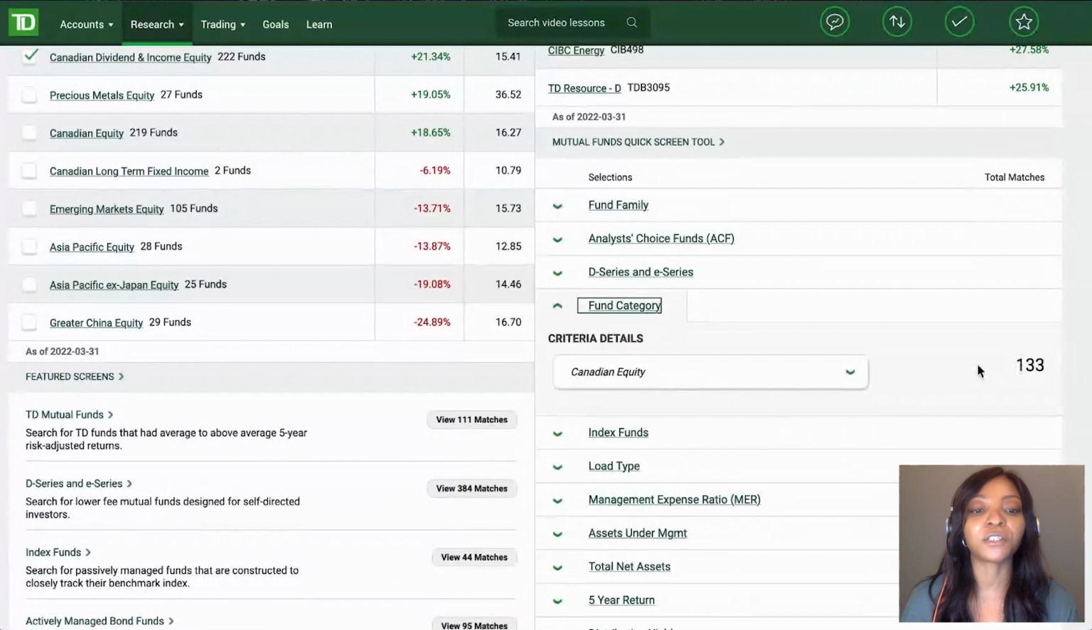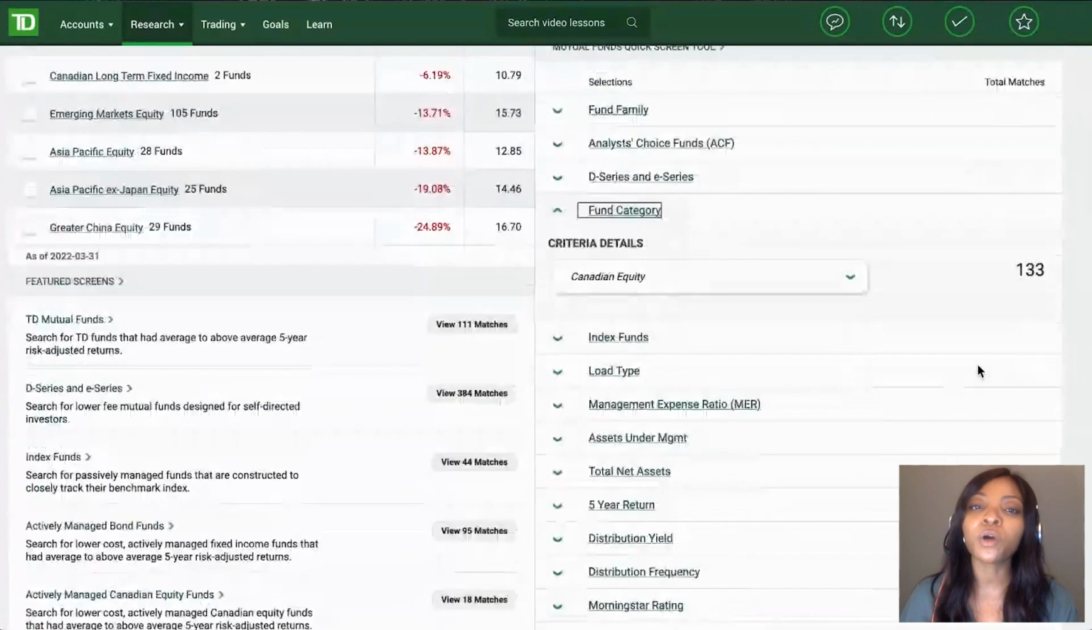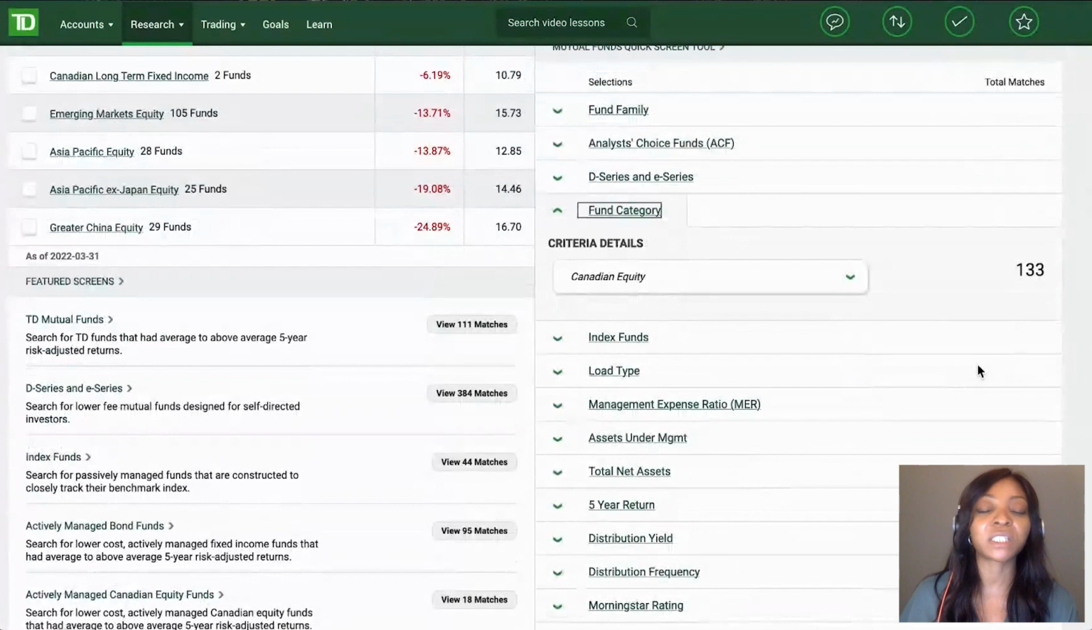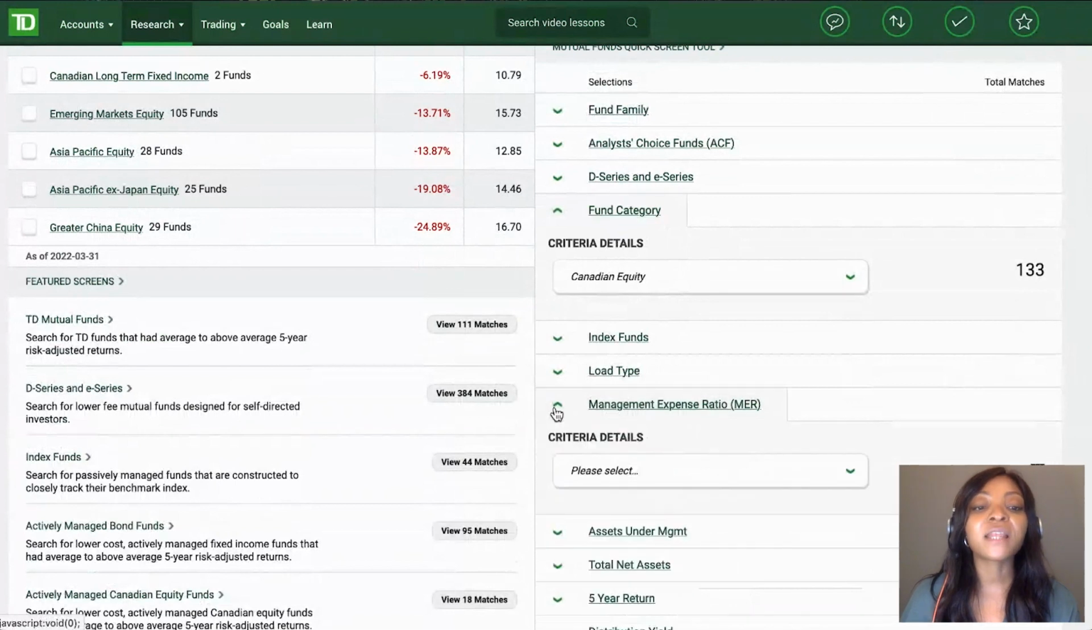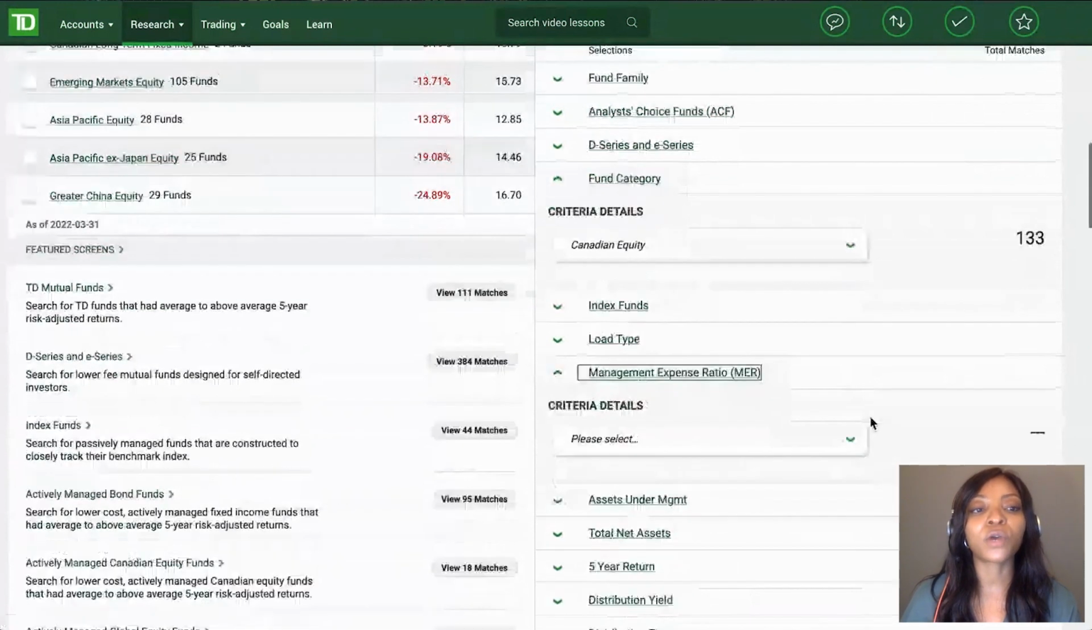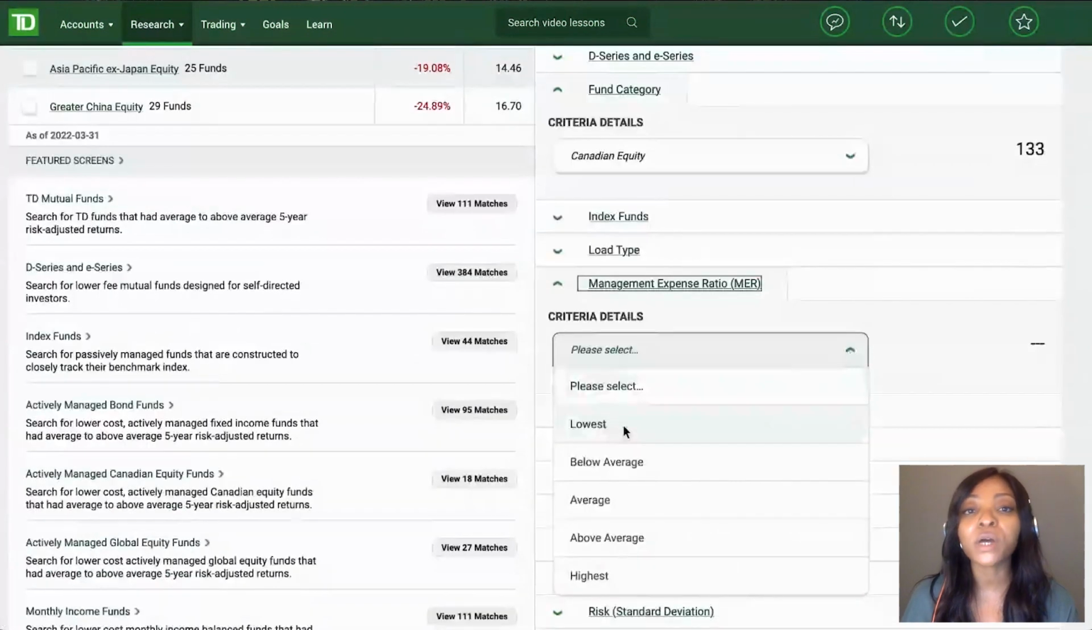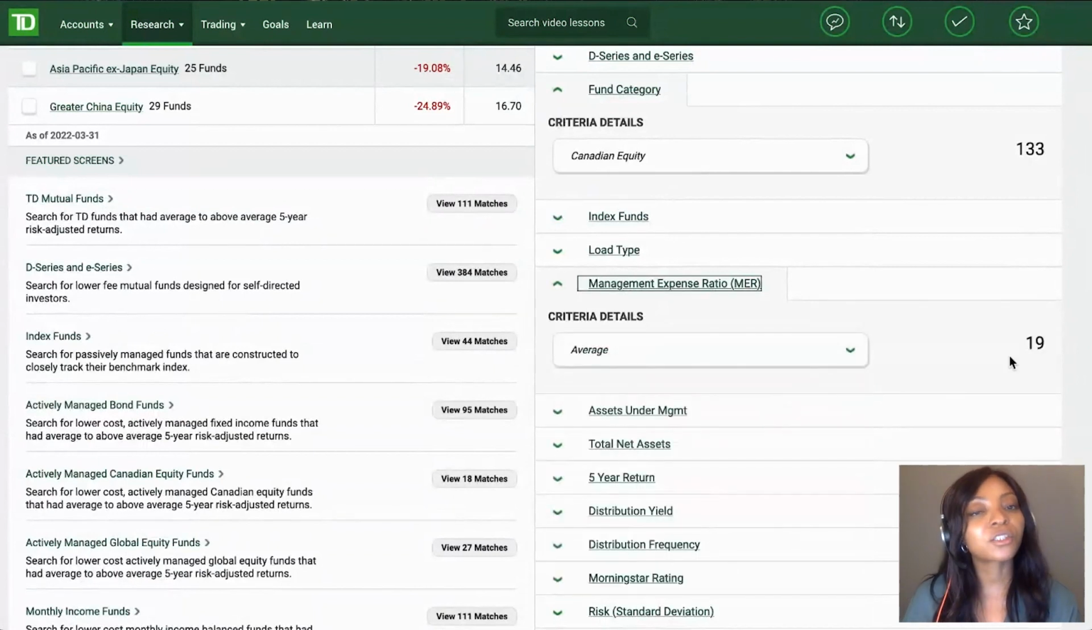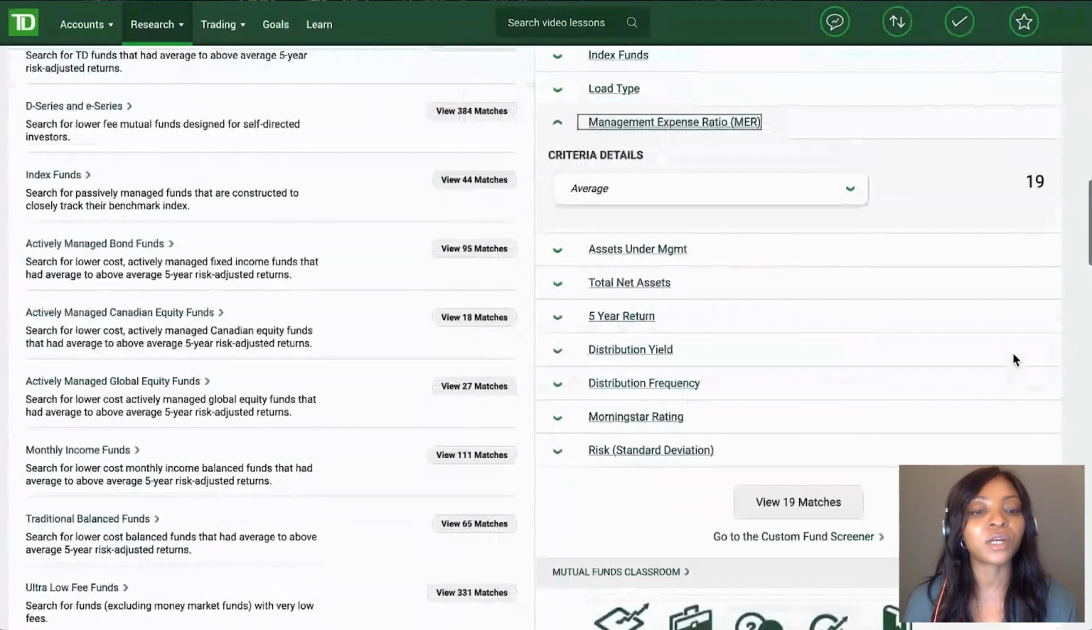Now, if I want to filter and say amongst these funds, which ones charge the lower management expense ratio? I could start off by using the criteria of management expense ratio. I'm going to click on that. And this will allow me to say, okay, with all of these Canadian equity funds, which ones charge the lowest MER, or let's say on average, which ones are average in terms of their fees? I'm going to click on that. And it tells me there's 19. I can start my search from here, scrolling down, and I can view my 19 matches.